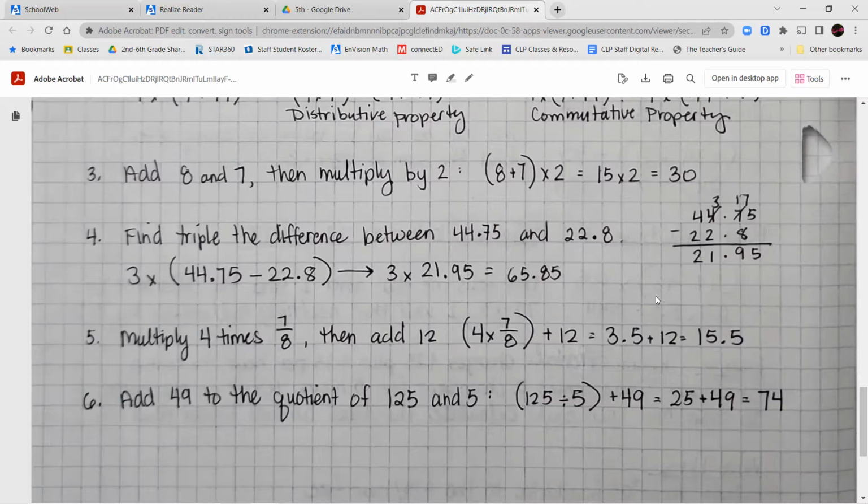Now for number 6, it's my last question. It says add 49 to the quotient of 125 and 5. Now remember, the quotient is the answer you get when you divide. So I'm going to add 49 to whatever answer I get after I divide 125 by 5. So I'm going to put those two in parentheses, 125 divided by 5. After I find that answer, then I'm going to add 49. So 125 divided by 5 is equal to 25. And then 25 plus 49 is going to equal 74.